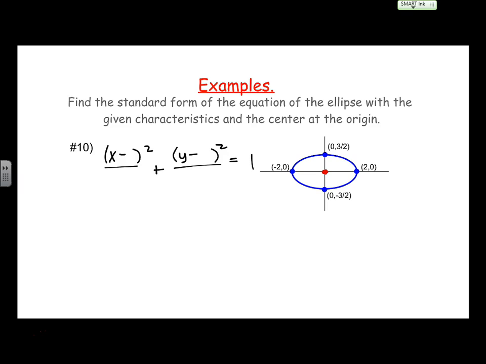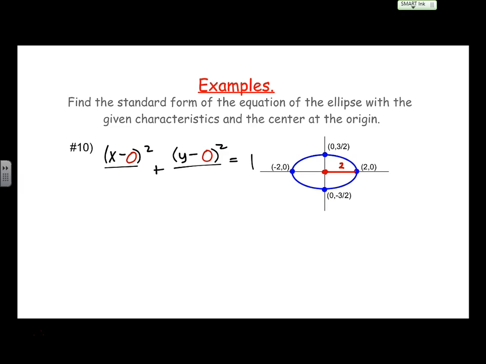We already talked about center of the origin. Can't we put in 0, 0? Okay. What can we put for A? A is 2, and should that go under the x minus 0 squared term or the y minus 0 squared term? Actually, 0. Good, because easy way to remember, that's the major. Horizontal. It's horizontal. Whether it's major or minor, it needs to go under the x. So whether it's big or whether it's little.